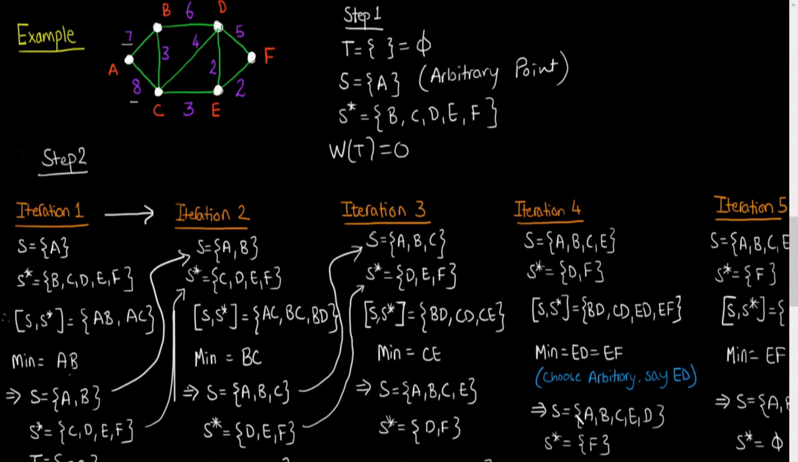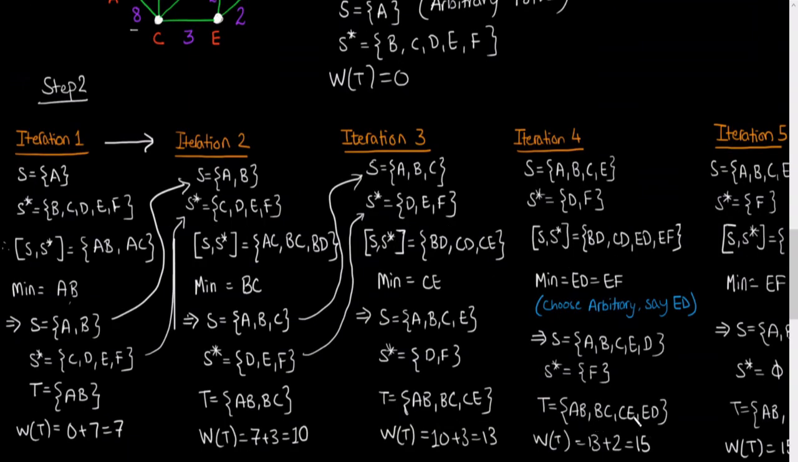So that means my set S will be appended to ABCED. My S star will now only become F, and my edge set will be AB, BC, CE and ED, because I'm choosing ED. And my weight gets appended to 13, that was the existing weight, plus 2, the weight of my new appended edge, that is ED.